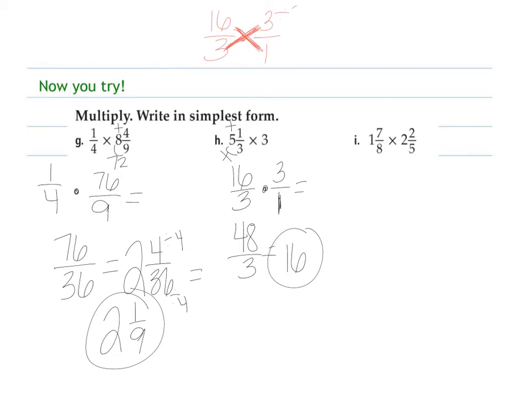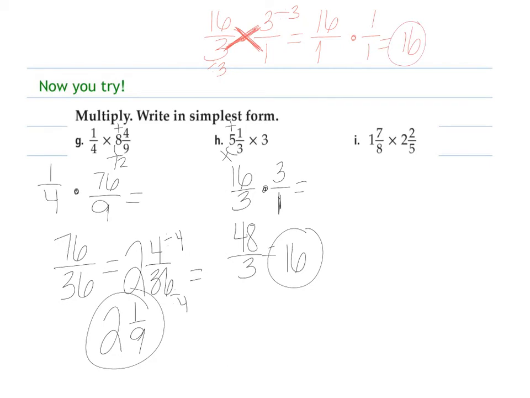So if I divide them both by 3, I would get 3 divided by 3 is 1. So my new number would be 16 over 1 times 1 over 1. So that's how I get 16.